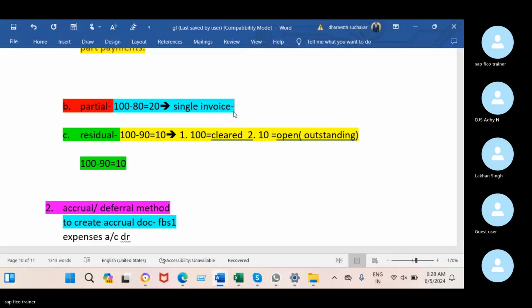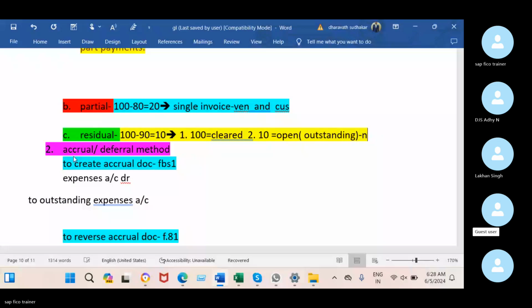This particular partial clearing is used for vendors and customers, because if you do not maintain exact books of accounts, you will not run your organization well. Residual clearing is used for branch transactions or intercompany transactions, because they require adjustments only. Is it clear?